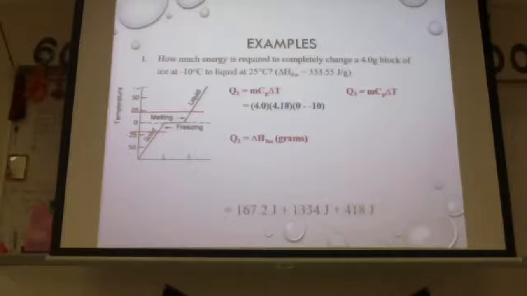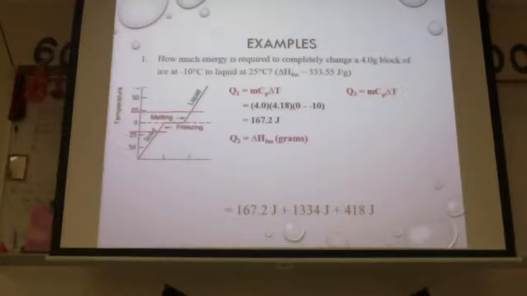Alright, so for the first part, my mass is 4 grams. My specific heat, since this is ice, is 4.18. My change in temperature, I went from negative 10 to 0. So final was 0 minus the negative 10. So 0 minus negative 10 is positive 10. So 4 times 4.18 times 10 is 167.2 joules. That's the first line segment.